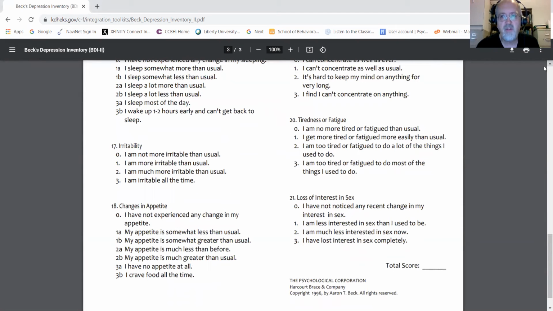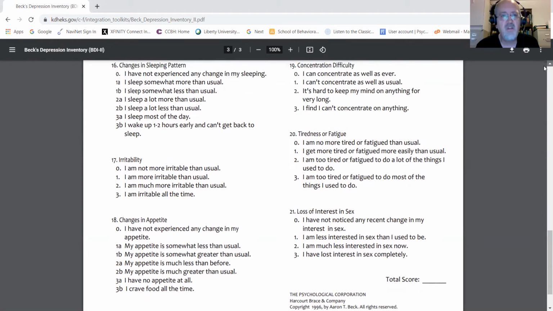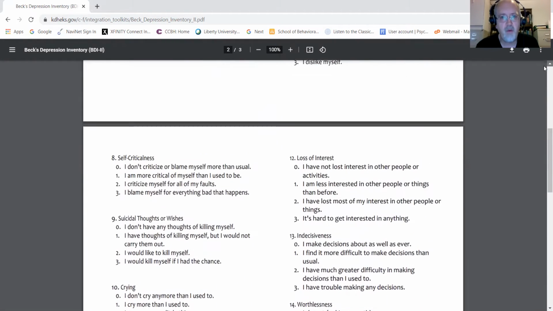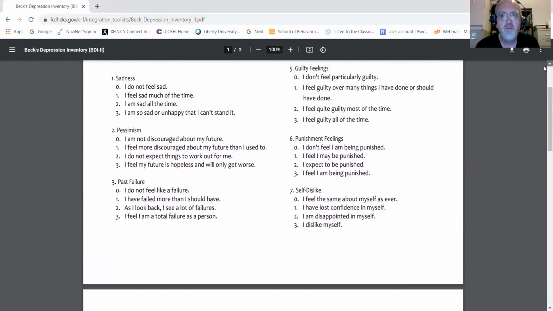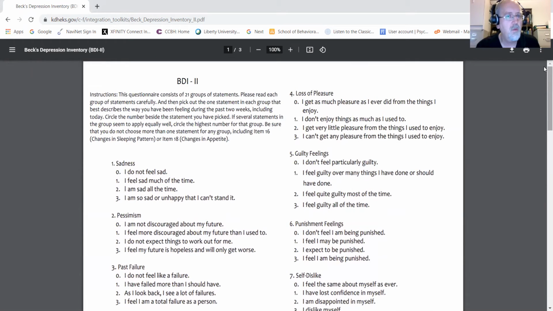The Beck Depression Inventory 2 is copyrighted. But I believe this was put out before it was copyrighted. I found this online. It gives you a sense of what the questions are here, but I believe now you have to buy it from the Psychological Corporation, unless you can find it online like I did.